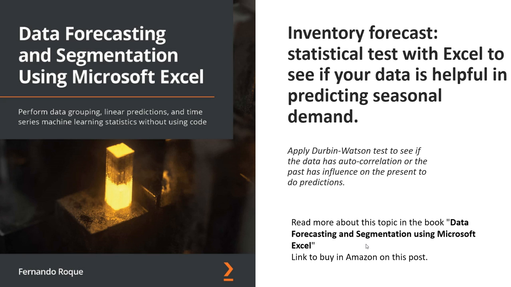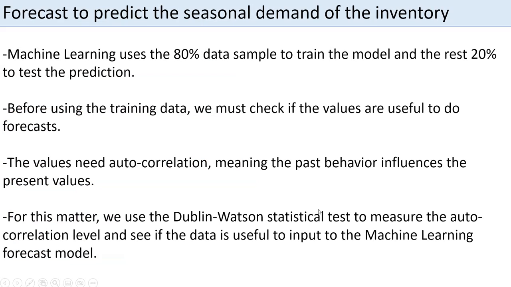So we are going to see this topic. First, the forecast to predict the seasonal demand of the inventory. The machine learning uses 80% of the data sample to train the model and the rest, 20%, to test the prediction. Before using the training data, we must check if the values are useful to do forecasts.